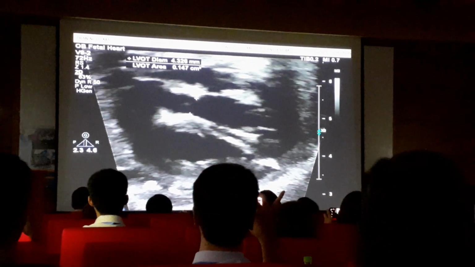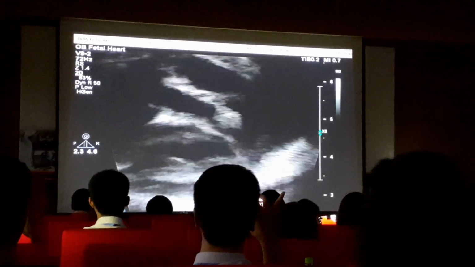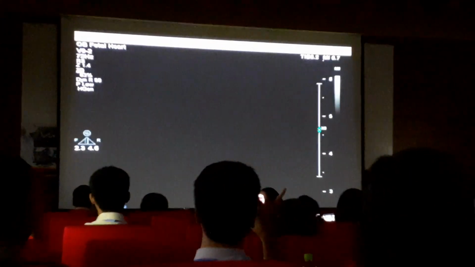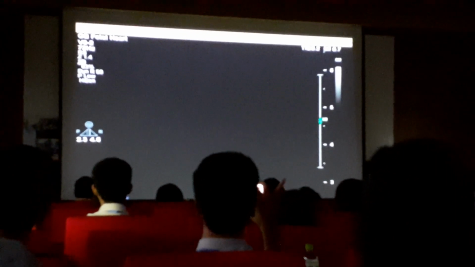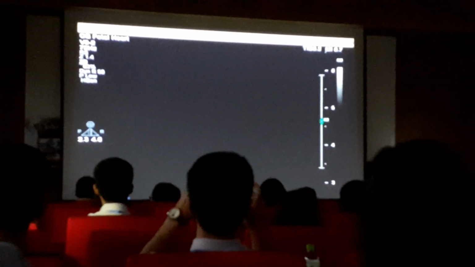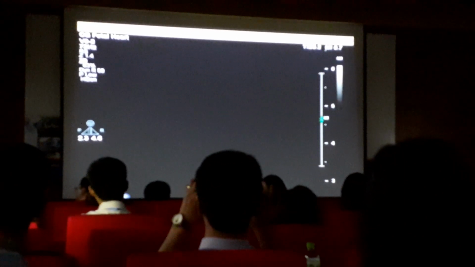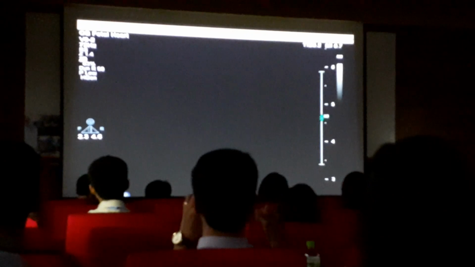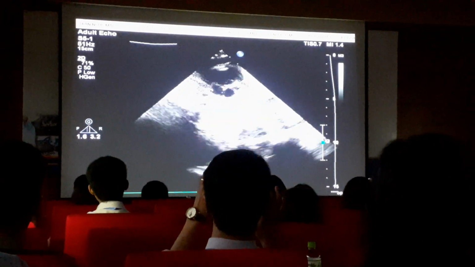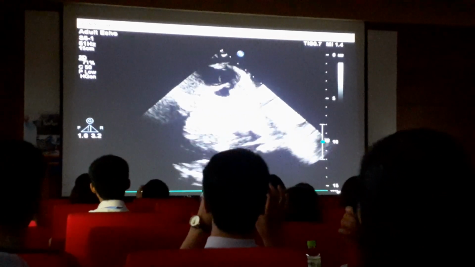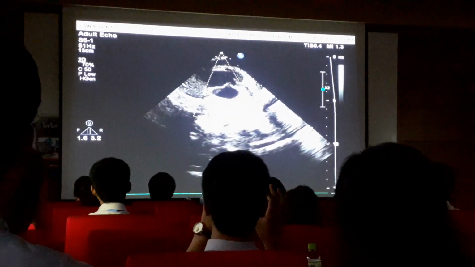So we'll file that away as we're evaluating this heart function. Is the transducer plugged in now? I'm going to go back to tricuspid regurgitation with one of our cardiac probes. Quickly, before the fetus decides to move.